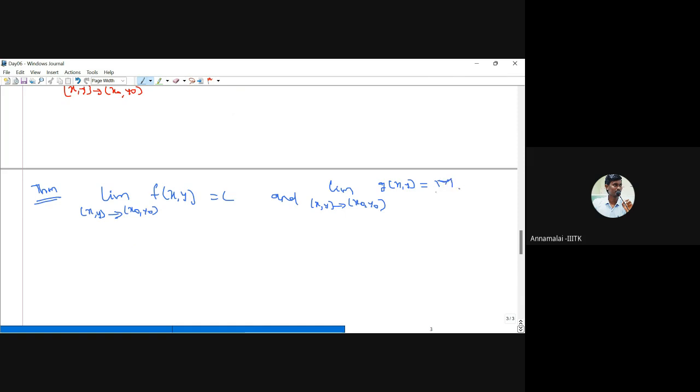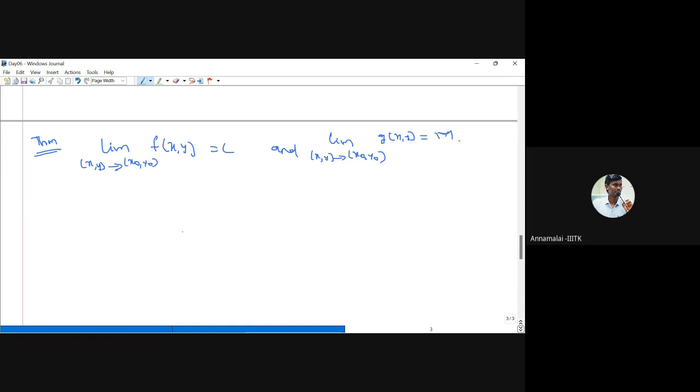Now the theorem says, if you take the sum, simply you can write f plus g. So the limit of f plus g should be limit of f plus limit of g, that is nothing but L plus m. Okay, that is f means what? f of (x, y). Keep in mind, again, this limit is as (x, y) approaches (x naught, y naught).